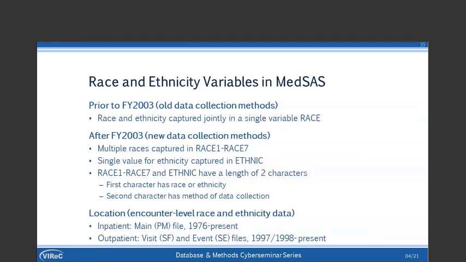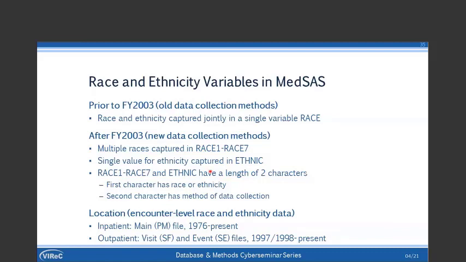And then finally, we also have data on race and ethnicity that are available in the MedSAS data, which was our predominant research data for use prior to the CDW. It contains data in a variable called race that contains data from the older collection methods prior to 2003. After 2003, the data are contained in multiple values for race 1 through race 7, 7 different variables. There are 7 variables, 5 for the standard races, 1 for unknown, and 1 for decline to answer. And there's a single value for ethnicity captured in the variable ethnic.